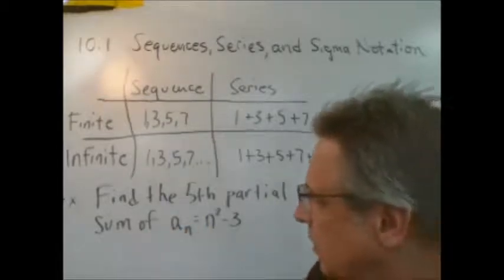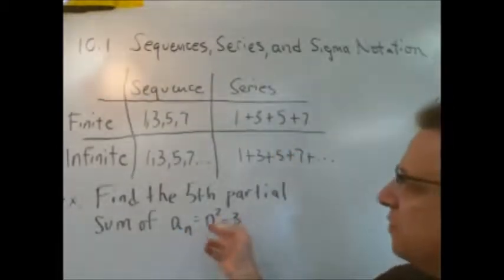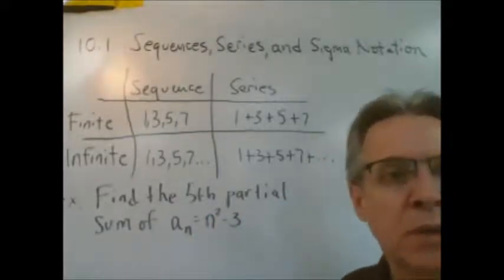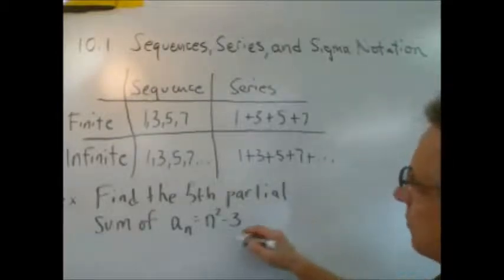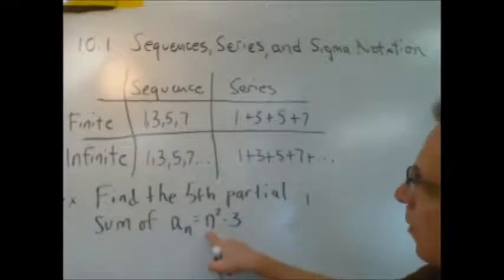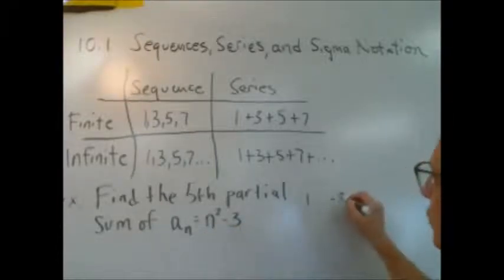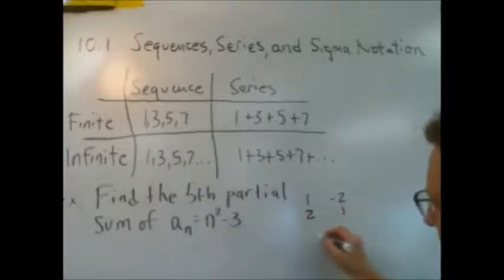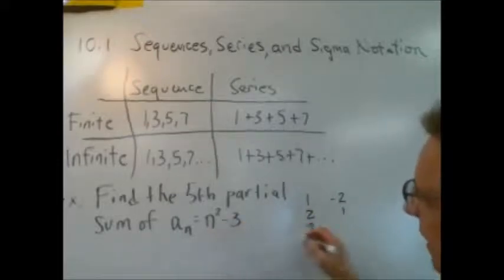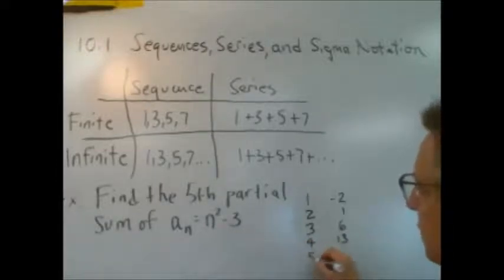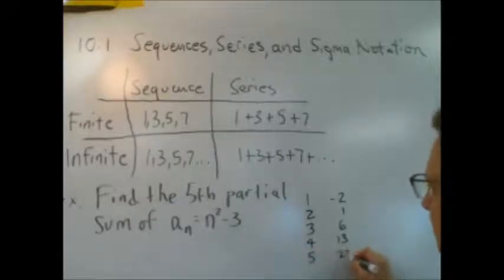So I have an example here that wants us to find the fifth partial sum of this expression. And so what we would do is we would find all of the terms up to the fifth. So the first term would be 1 squared minus 2. The second term would be 4 minus 3, which is 1. Third term would be 9 minus 3, which is 6. Fourth term would be 16 minus 3, which is 13. And the fifth term would be 25 minus 3, which is 22.